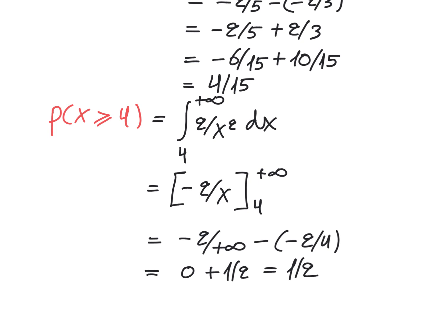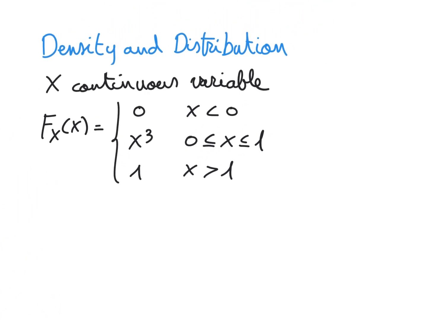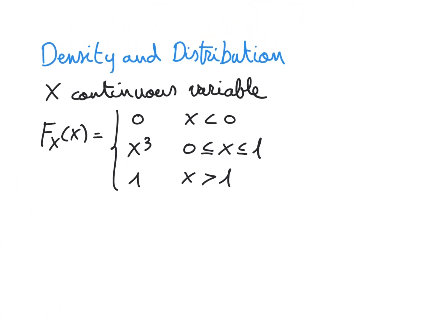Here we use the probability density function to compute probabilities, but how can we use the cumulative distribution function? Let's take a look at an example. Once again, we have a continuous variable, but in this case, we use the distribution function that we usually denote with a capital F. In this case, this function is defined as 0 for all x's less than 0, x to the power 3 for all x's between 0 and 1, and it's equal to 1 for all x's larger than 1. You can interpret this as a continuous variable that only takes on values between 0 and 1.